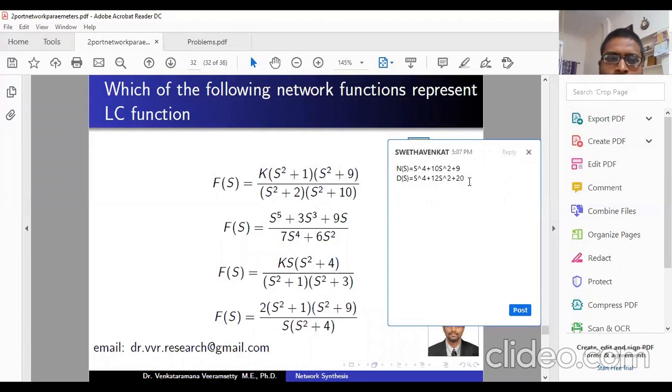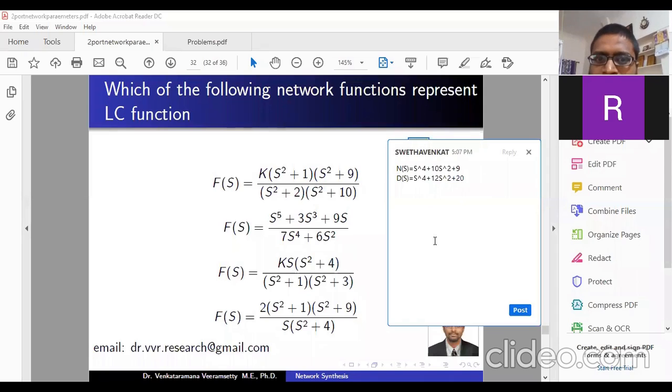Please tell me whether the given network function obeys the first condition or not. No. Because the ratio must be an odd polynomial by even polynomial or even polynomial by odd polynomial. But if you observe the numerator divided by the denominator, that is even by even. So the first condition itself is not satisfied, so the given network function is not an LC network function.